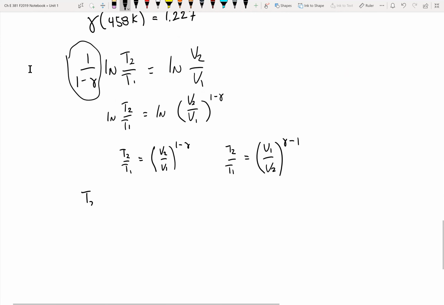So at any rate, your T2 is going to be T1 times (V2 over V1) to the 1 minus gamma, or if you like it the other way, you can do it the other way. And so that's going to be 298 Kelvin. My compression factor was 4, so the ratio of V2 to V1 is 0.61 over 2.44, or 0.25.